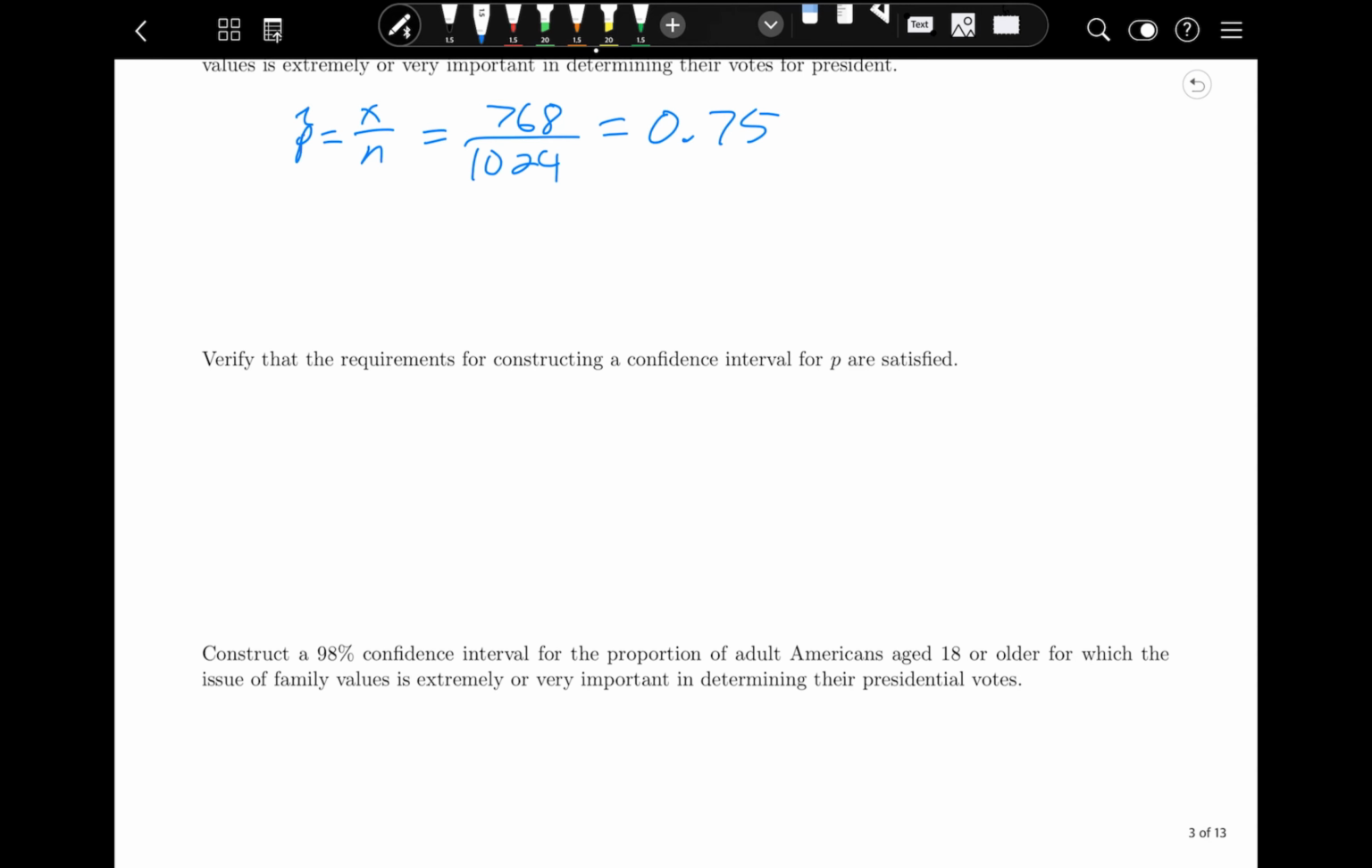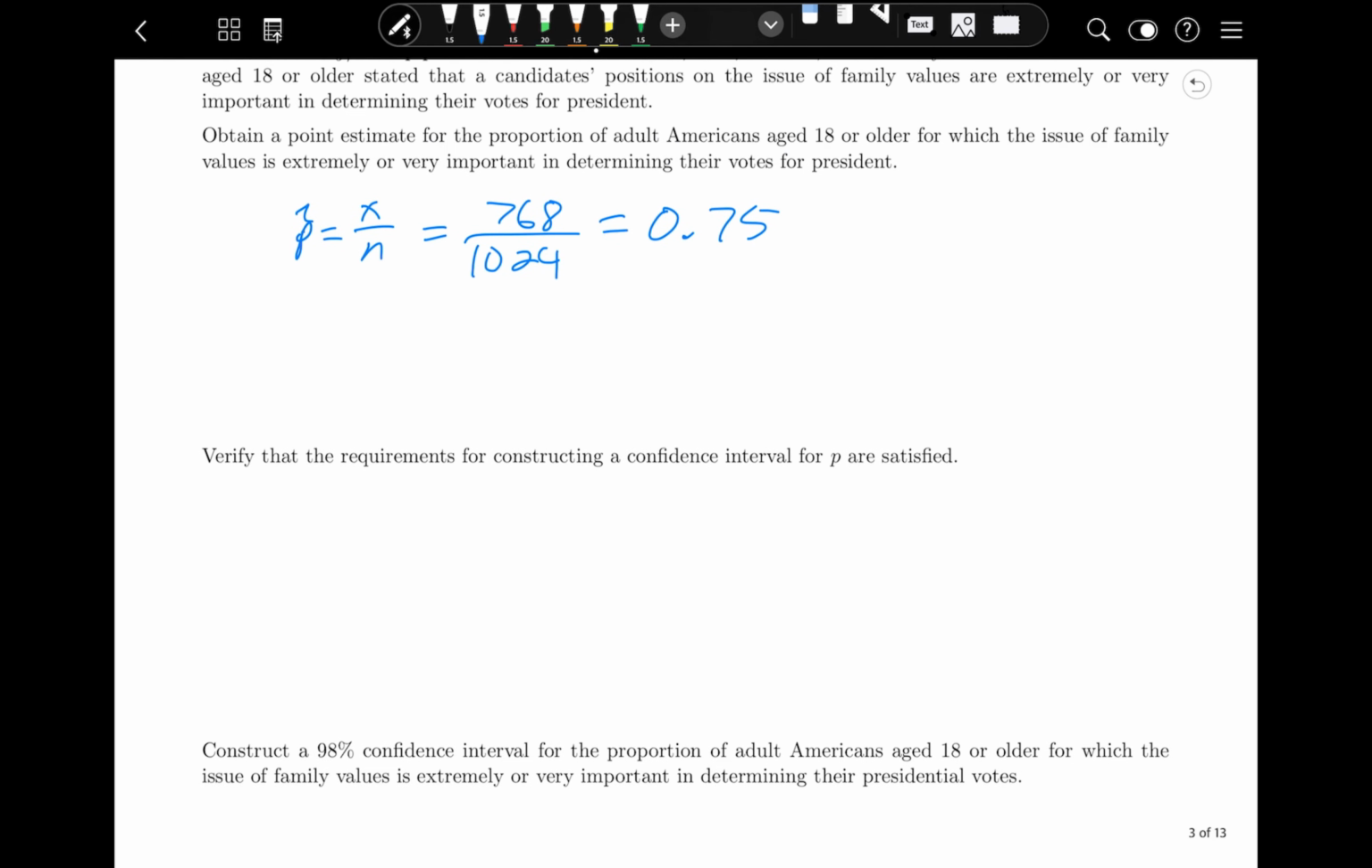So verify the requirements for constructing a confidence interval are met. So let's remember what those are. So the first one is that n times p hat times 1 minus p hat has to be greater than or equal to 10. So in this case, that would be 1,024 times 0.75 times 1 minus 0.75. Okay, so that's 192. So that's plenty big enough to use this.